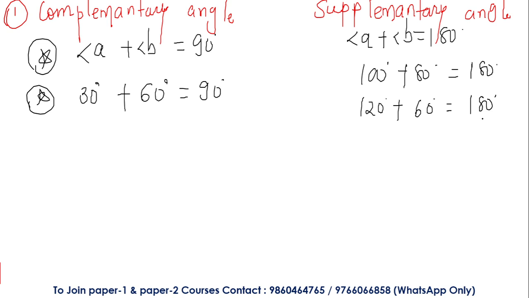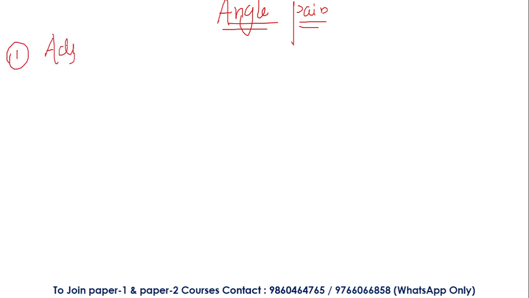Okay, so the next topic that we are going to study is the important topic of this particular part, that is angle pairs. Now what are angle pairs? In angle pairs, we actually study a few angles like adjacent angles. The next one that we study over here is complementary angles.